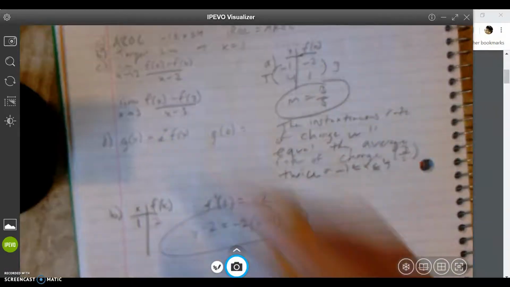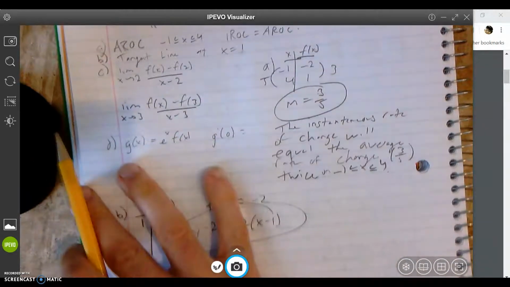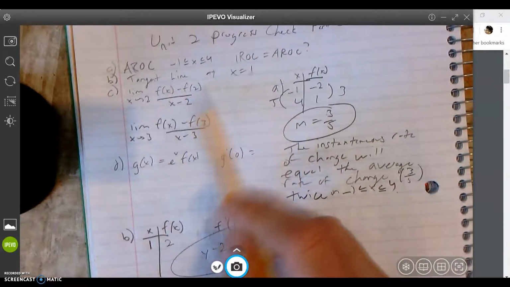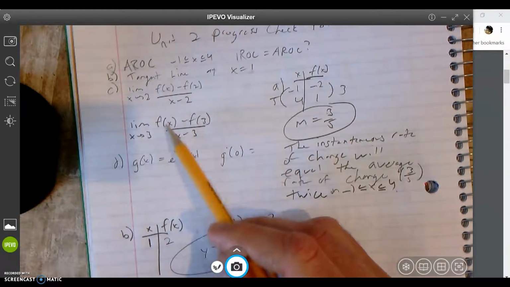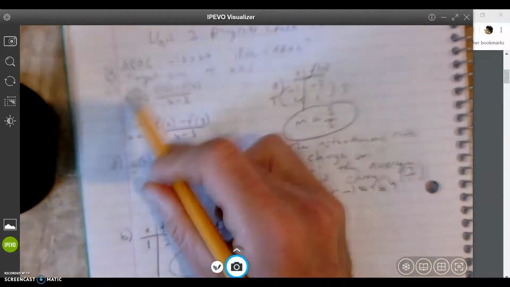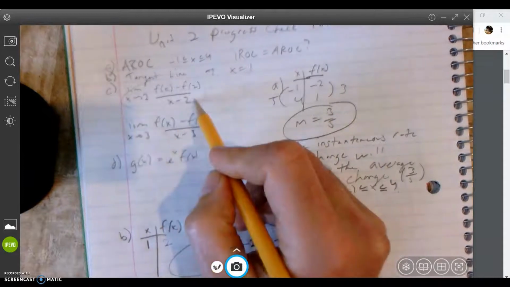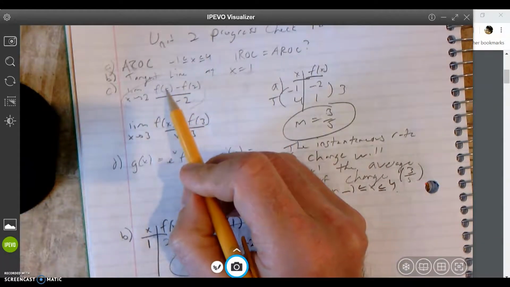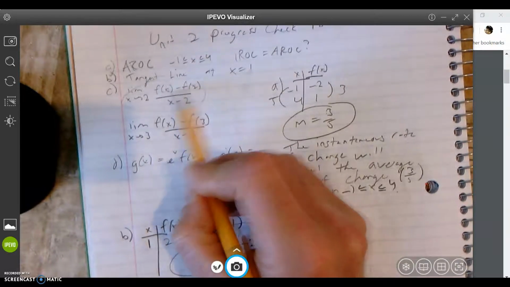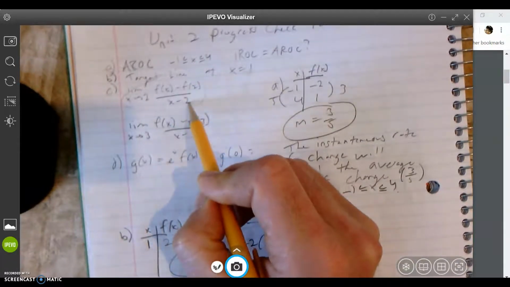All right, now we do C. So it says find the limit as x approaches 2 of this, and the limit as x approaches 3 of this. So what is this actually? This is actually a derivative. Why is this a derivative? Because you're taking 2 points, whatever x is, and you're bringing it close together. This is actually the slope.